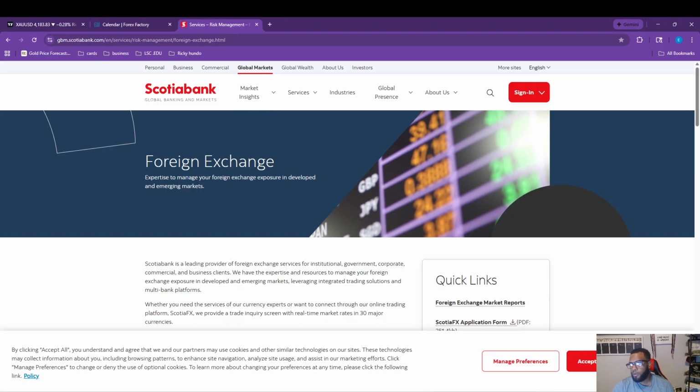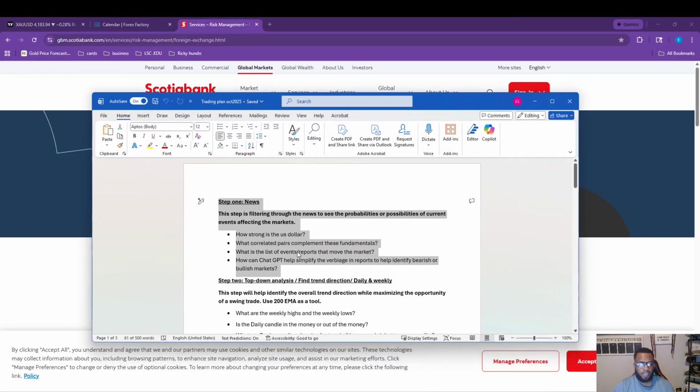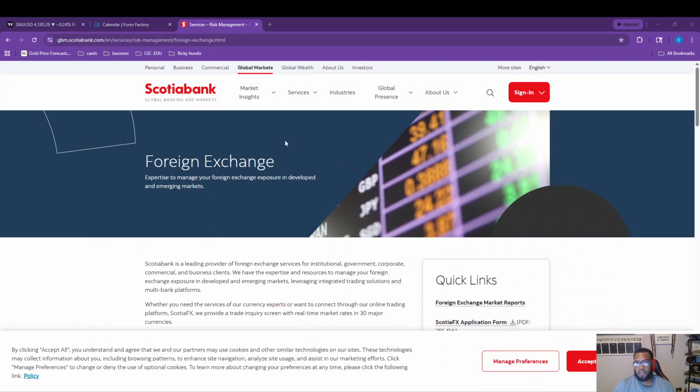So going back to my strategy here: how strong is the US dollar? What correlated pairs complement these fundamentals? What is a list of events and reports that can move the market? And then how can ChatGPT help simplify the verbiage in reports to help identify bearish or bullish markets, right?